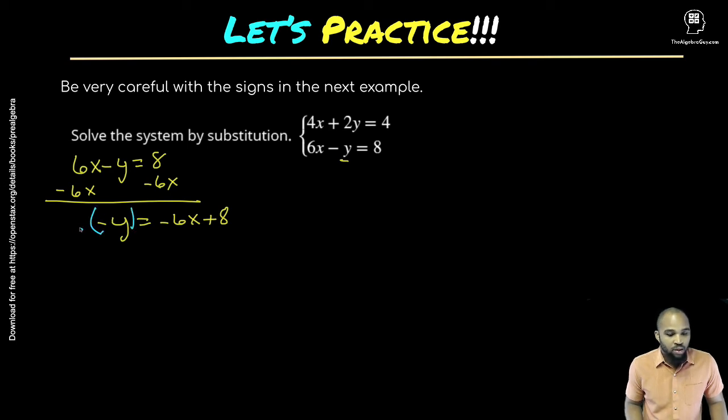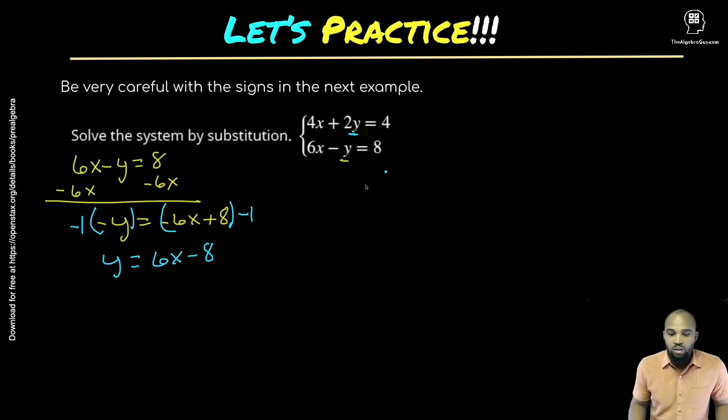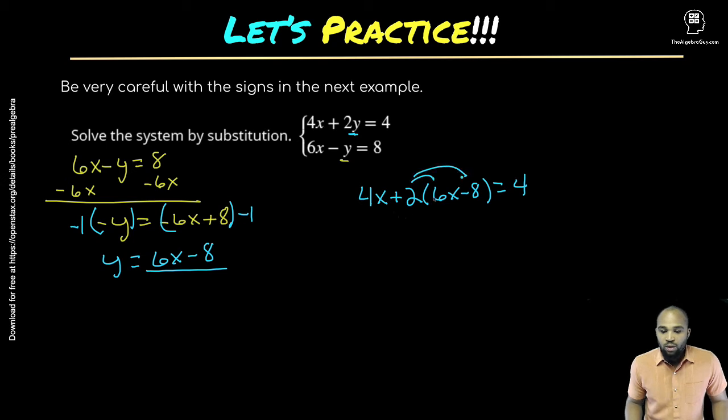I'm going to multiply by -1 on both sides. Because negative times a negative now is going to make this a positive. And this -1 distributed to both of these is going to make this a positive 6x and a -8. So now I can replace this positive y with 6x minus 8. So we're going to put, instead of 4x plus 2y, instead of this y, we now can plug in 6x minus 8. 6x minus 8 equals 4. I'm distributing here. 4x is going to give me 12x minus 16 equals 4.